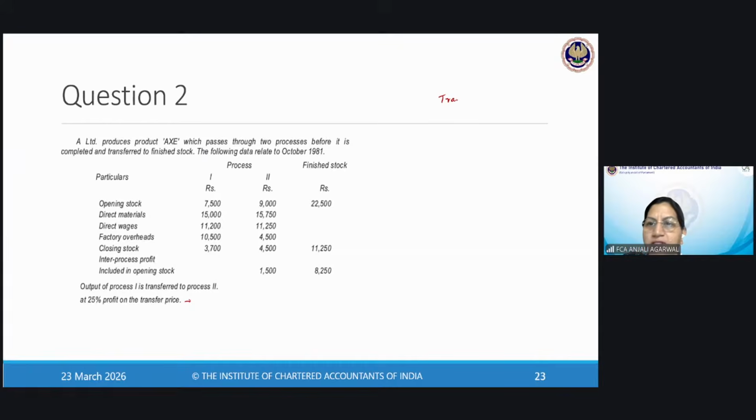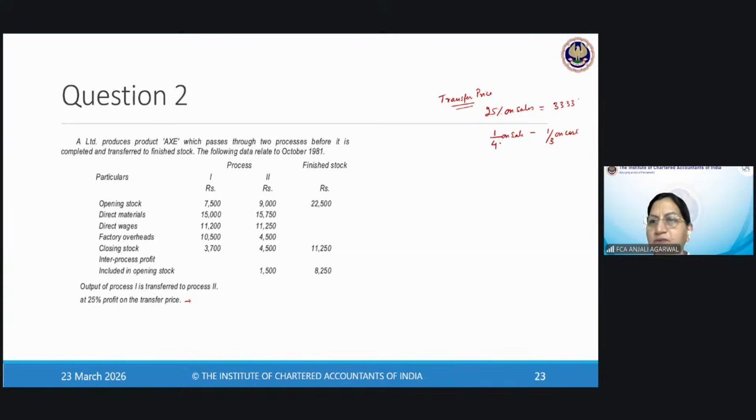Transfer price is just like your sale price, but since you are not selling your product to the outsider, you are transferring it to the next process within the organization. So you don't say sell price, you say transfer price. So if you want 25% profit on sales, always take this as 1/4 on sale, which will become 1/3 on cost. 25% on sales is 33.33% on cost.